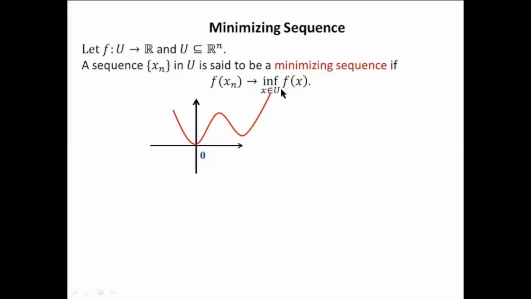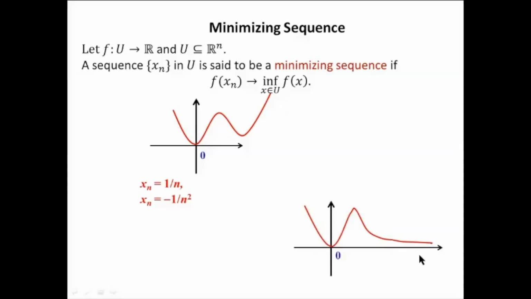This function has a minimum value 0 attained at x equal to 0. And this sequence clearly is a minimizing sequence because f(1/n) approaches f(0) as n tends to infinity. We can have one more example. Let us look at this example, minus 1 by n squared. This is also a minimizing sequence.